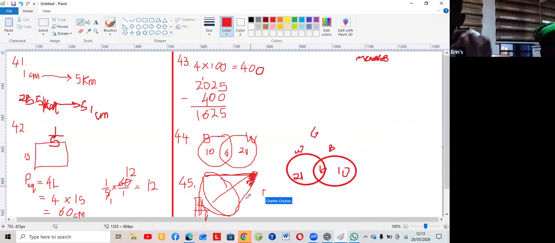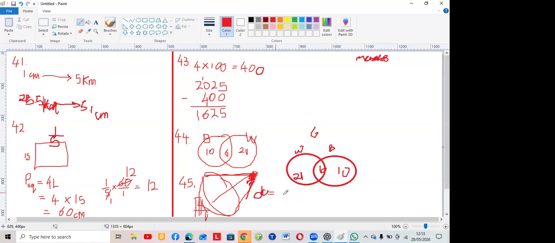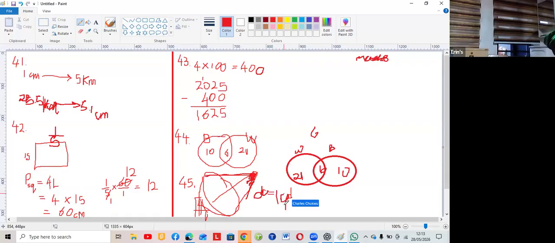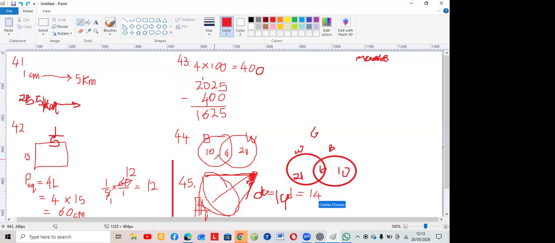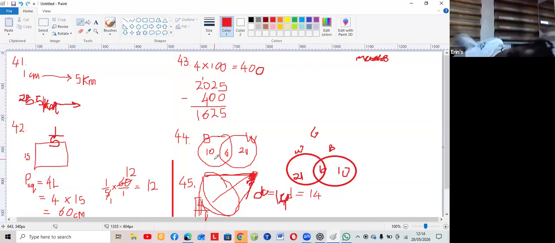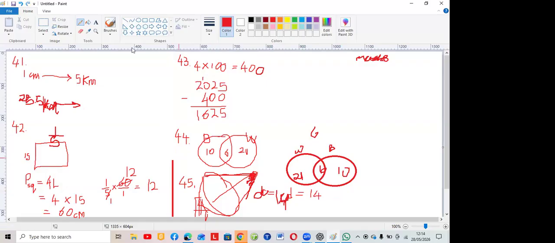No radius, they gave us the diameter. Okay, good. So the diameter is equal to what? 14. Okay, so if the diameter is 14, 14 what? cm. And it said find its area. Okay, good, now they're asking us for area.